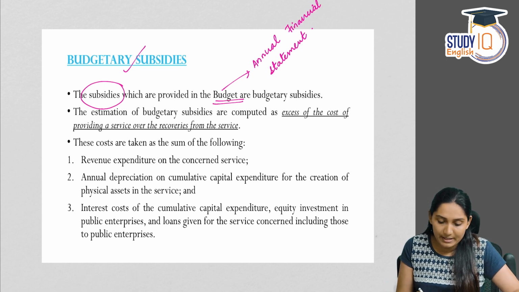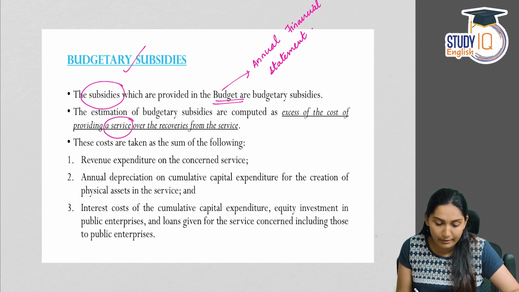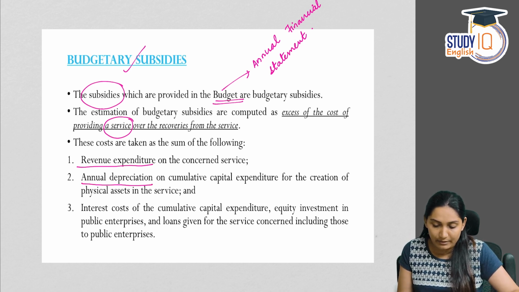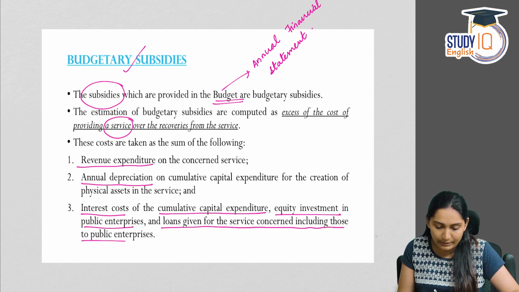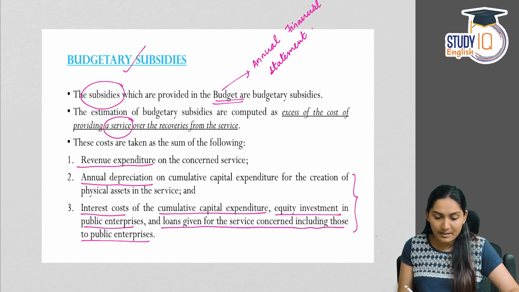The estimation of budgetary subsidies are computed as excess of the cost of providing a service over the recoveries from the service. These costs are taken as the sum of the following: revenue expenditure on the concerned service, annual depreciation on cumulative capital expenditure for the creation of physical assets in the service, interest cost of cumulative capital expenditure, equity investment in public enterprises, and loans given for the service concerned, including those to public enterprises. So these are the budgetary subsidies.